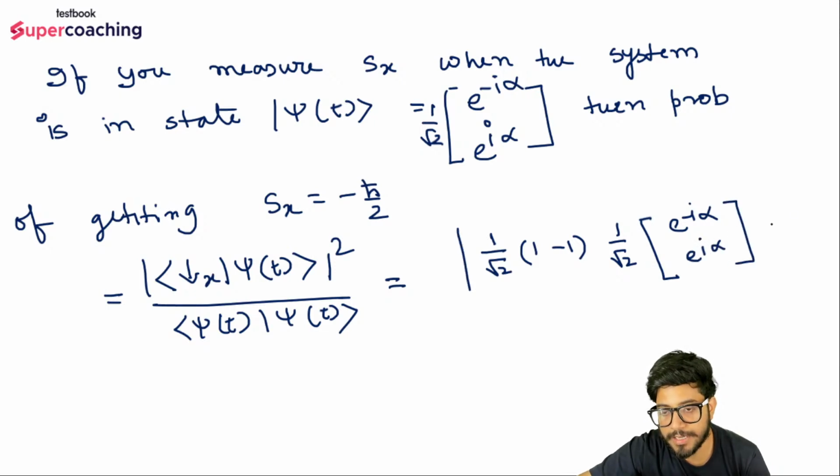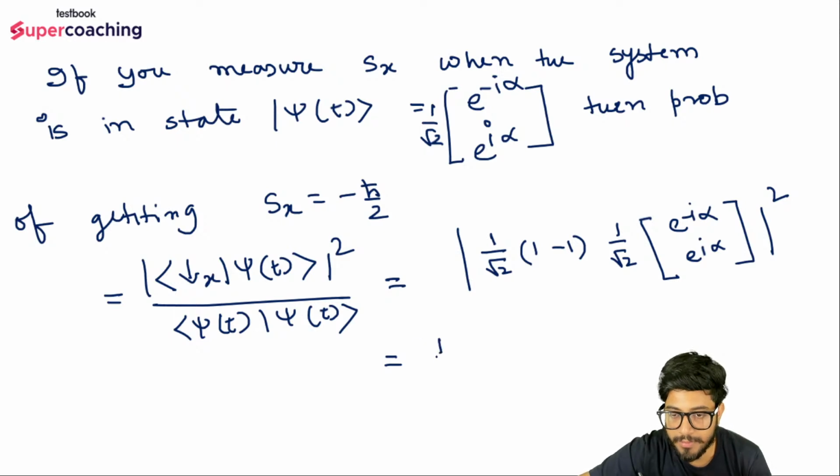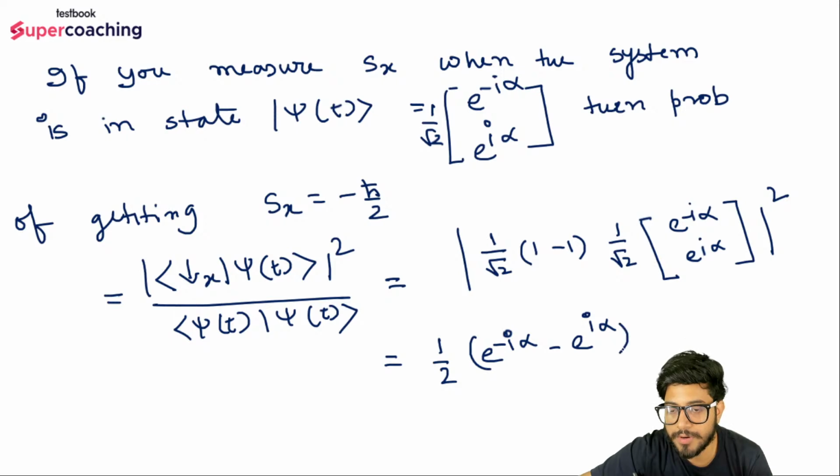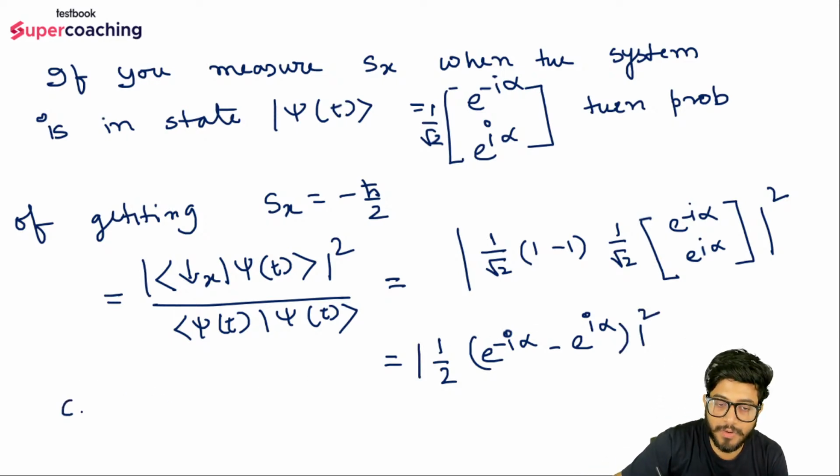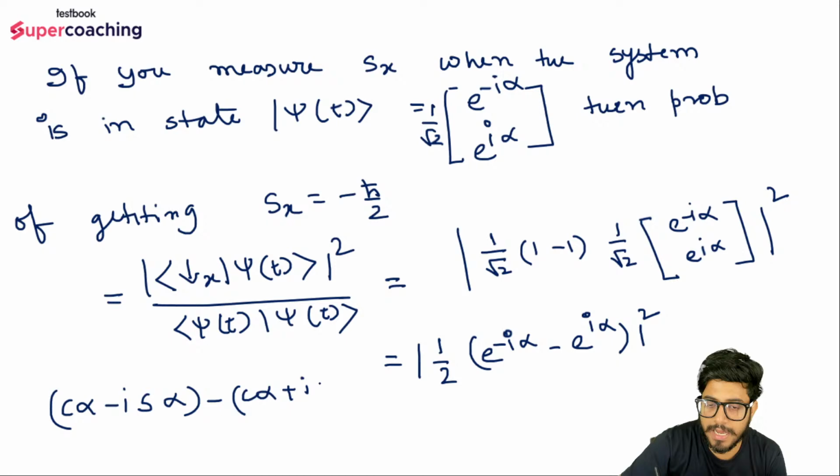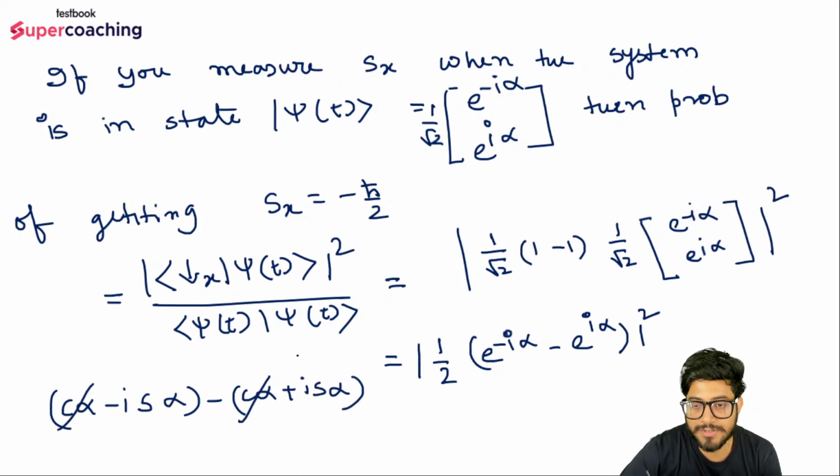So do the multiplication and then do the mod square. Tell me what you will get. Sir, 1 by root 2 times 1 by root 2 is half. Good. Then this is my e to the power of minus i alpha minus e to the power of i alpha, and this thing's mod square. What am I getting? e to the power of minus i alpha means cos alpha minus i sin alpha, and this thing is negative of cos alpha plus i sin alpha. What will happen? Cos alpha cancels out, and you'll get minus 2i sin alpha.